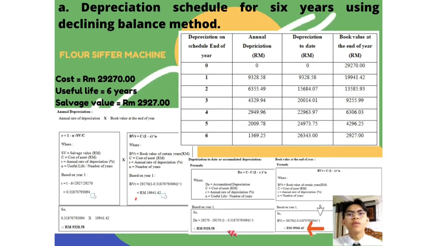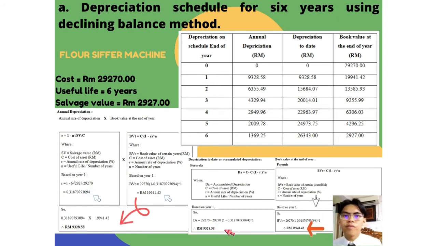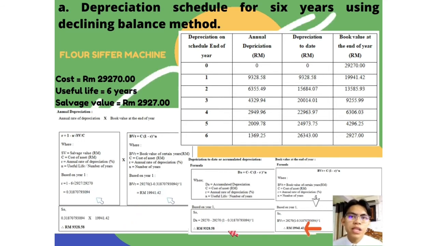For depreciation to date or accumulated depreciation, it is a simple calculation because, based on the amounts you got before, like the annual rate of depreciation, cost of asset, and useful life, you just put those amounts into the accumulated depreciation formula, and you will get the answer, like 9,328.58 ringgit. If you want to calculate for another year, you just change the number of years and you will get the answer.